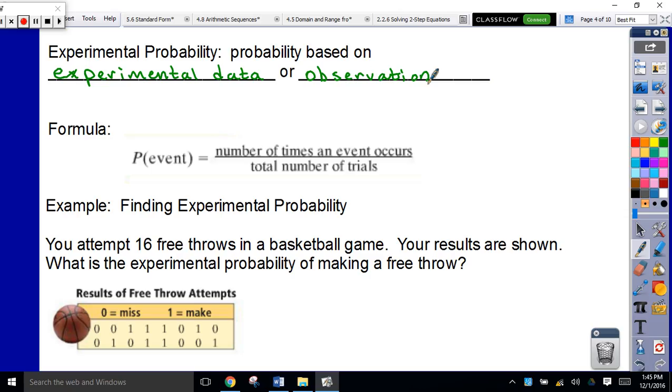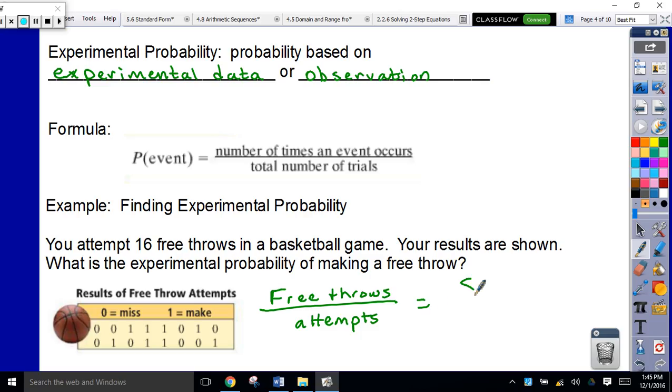So do we need to count the zeros or count the ones? Ones. Okay, so count how many ones are in that table. 8. Okay, so let's write this out. We have how many free throws were made divided by the total number of trials, or in this case we'll just say attempts.